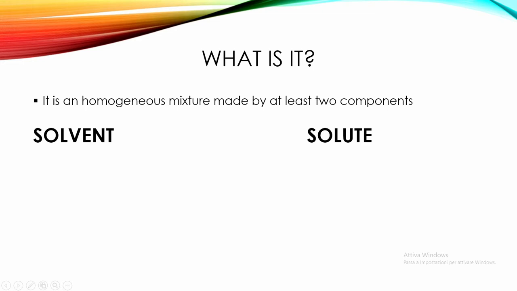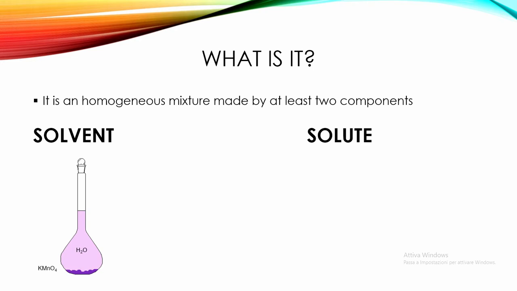Generally the solvent is the major amount and the solute is in minor amount. Some solutions can be made also by two solvents, but one of these solvents can be considered a solute because it will be in minor amount. So keep in mind this definition, and let's see now some examples.